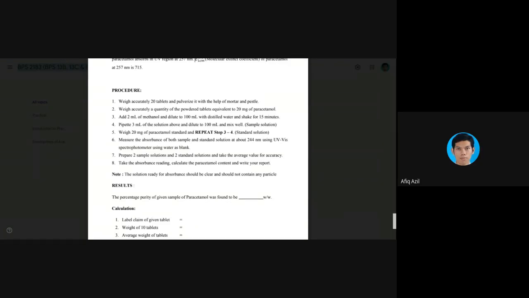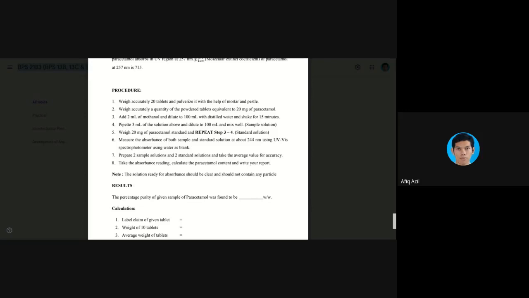So the first step in the procedure is to weigh accurately 20 tablets and pulverize them with the help of a mortar and pestle. So you don't actually use just one tablet. We don't take just one tablet and do the assay for that one tablet. We have to take at least 20 tablets and crush them down to a fine powder so that they mix well and become homogeneous.